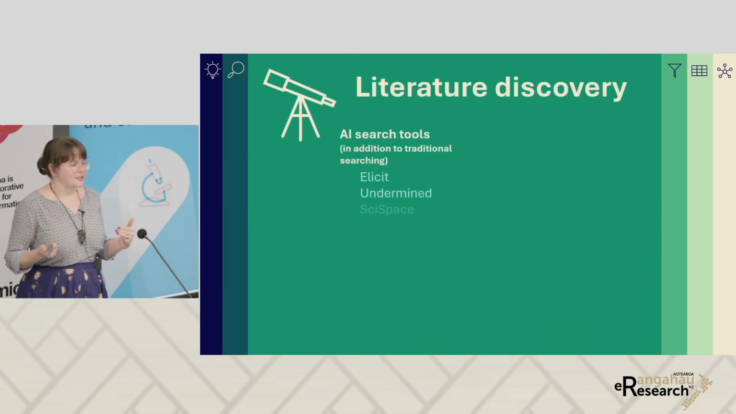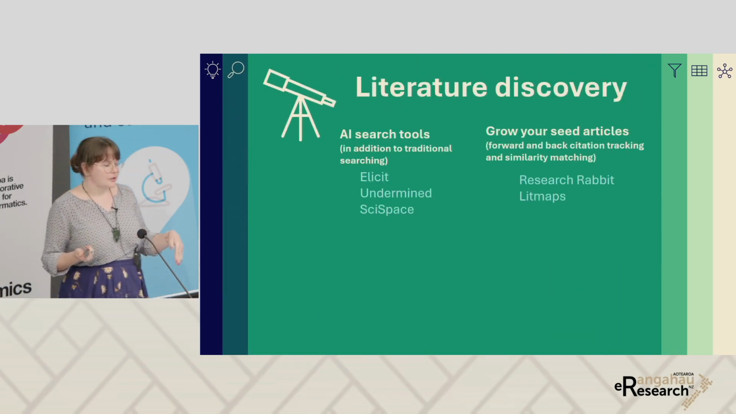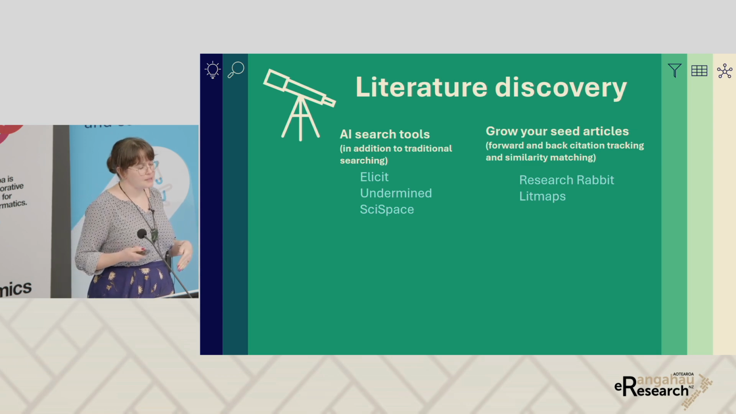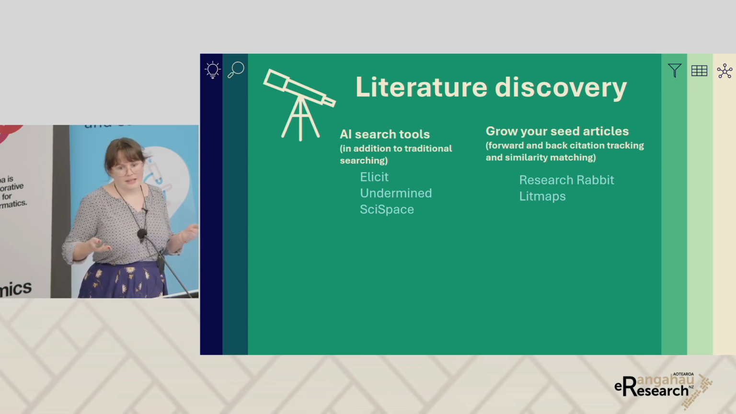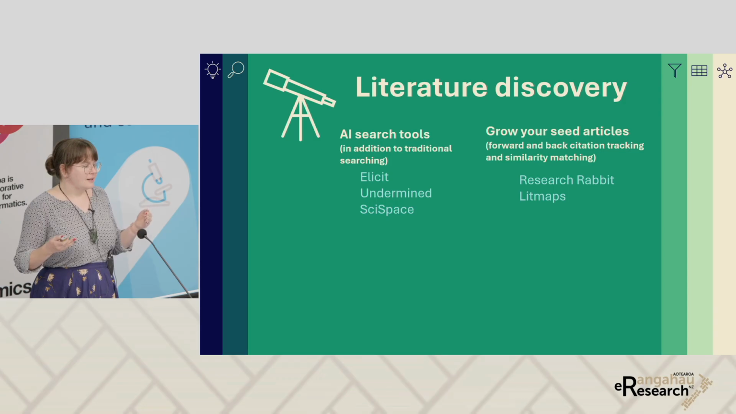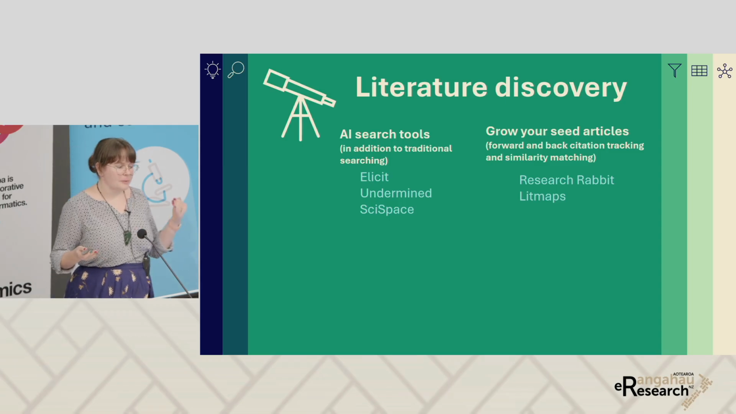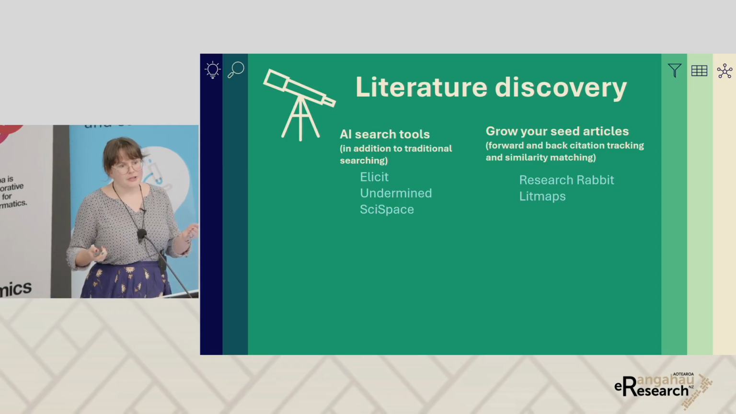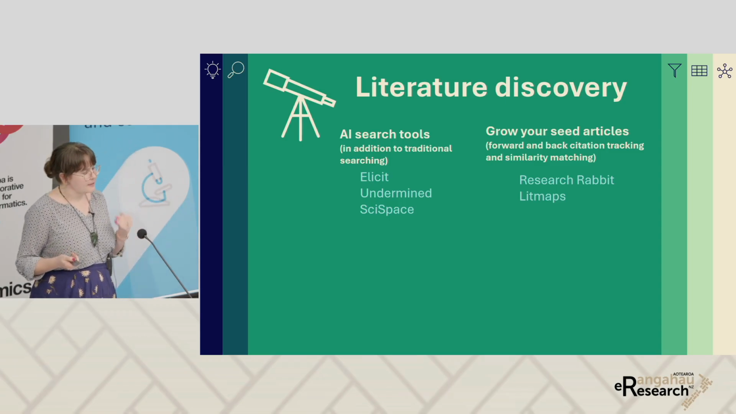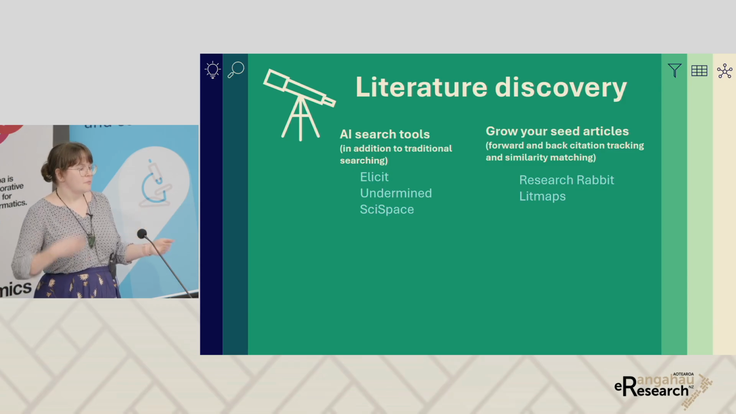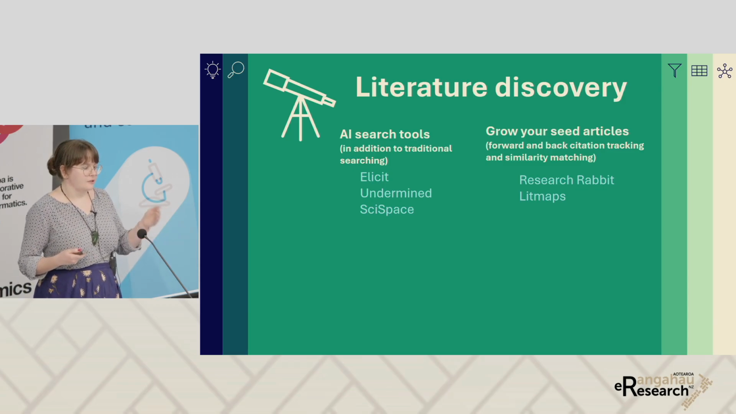When it comes to literature discovery, there are specific search tools, so things like Elicit, Undermind, and SciSpace, and more and more of these are coming out. Again, this is in addition to traditional searching, probably more so, because of those access issues that these tools have to paywalled articles. We still encourage them to engage with the library databases and things like that. And then also the idea of building upon seed articles, the highly relevant articles, through citation tracking and semantic matching tools like ResearchRabbit and Litmaps.